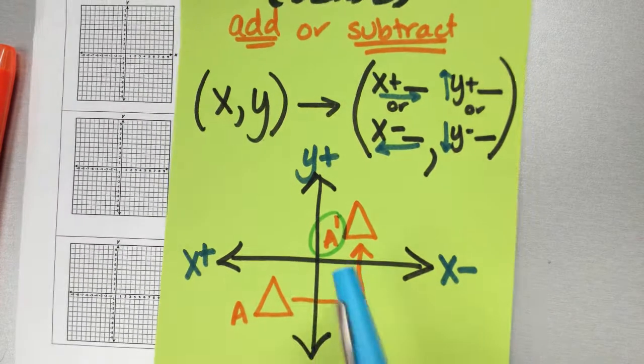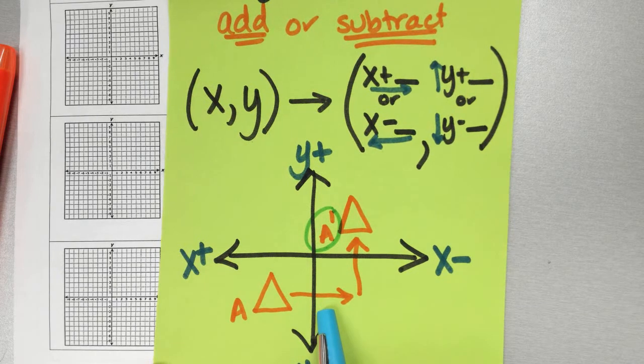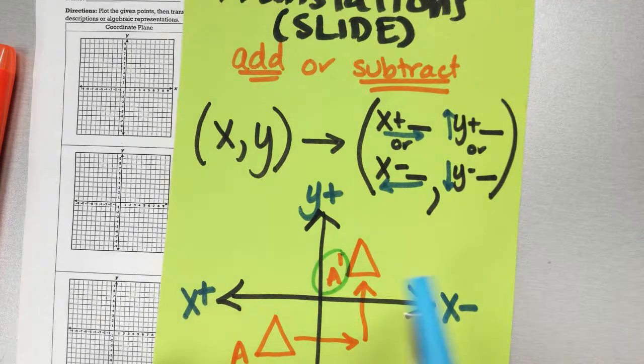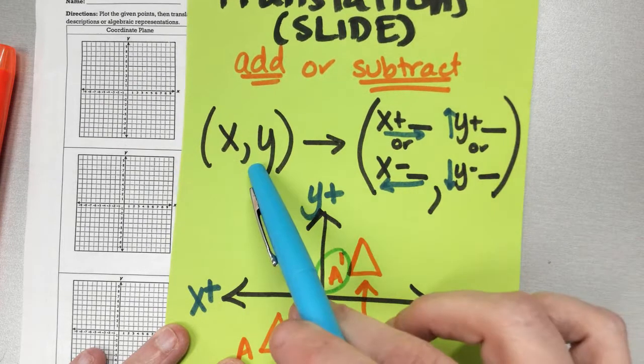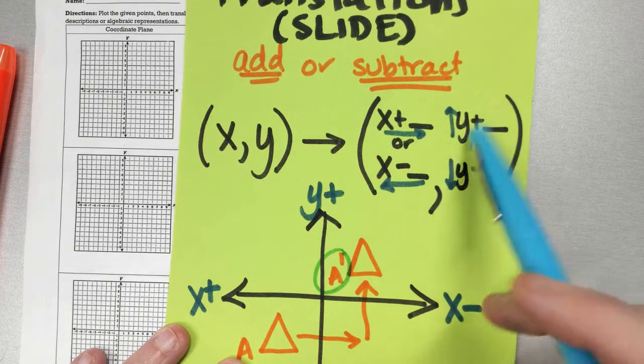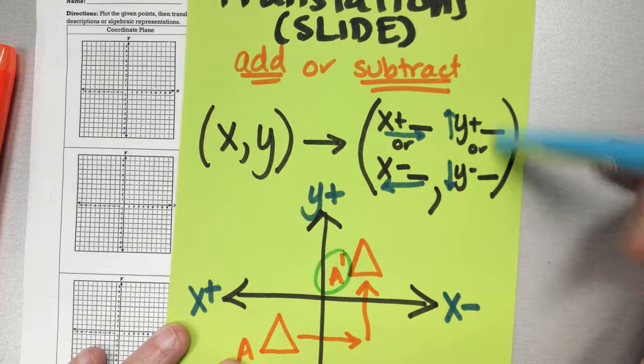So if they give me a rule and ask what it is, and it's multiplying, it's not what I want. I always add or subtract. I'm going to see (x, y) turns into (x plus or minus some number, y plus or minus some number), some combination of this, comma, that.